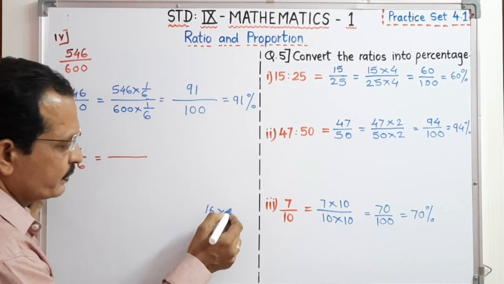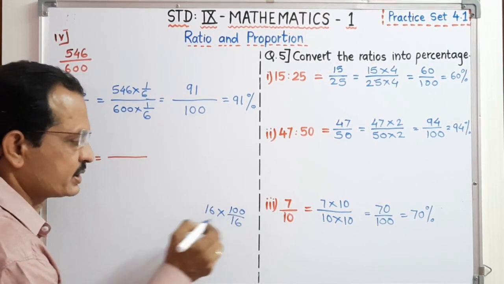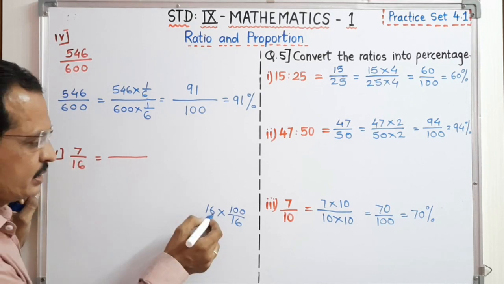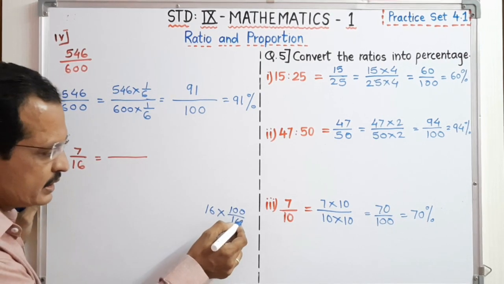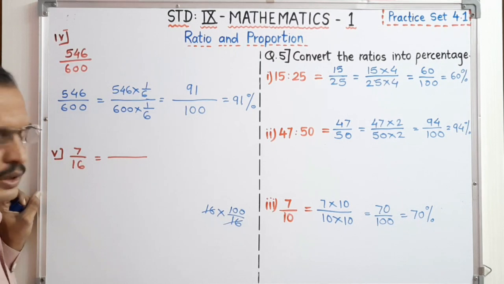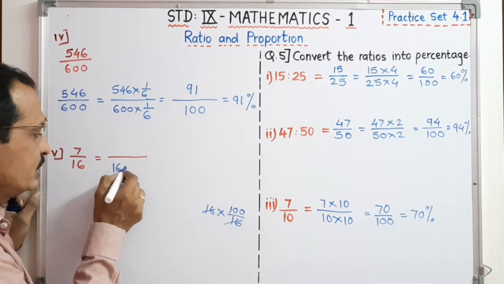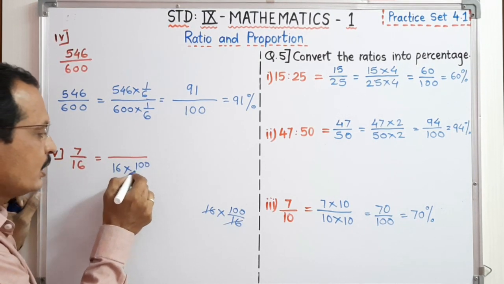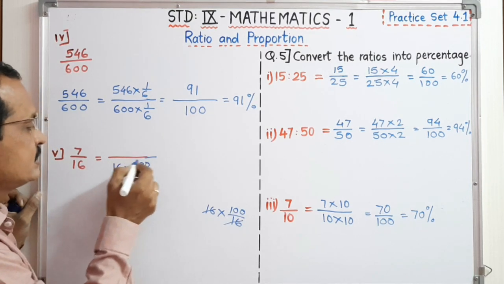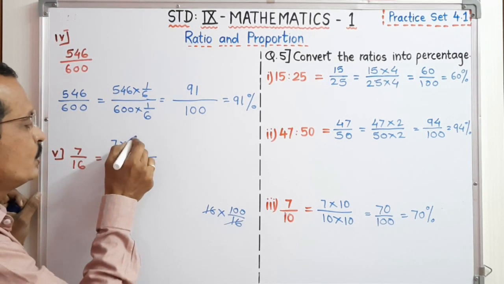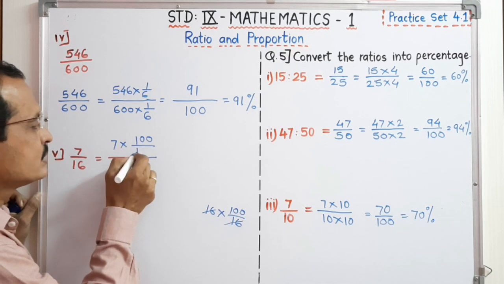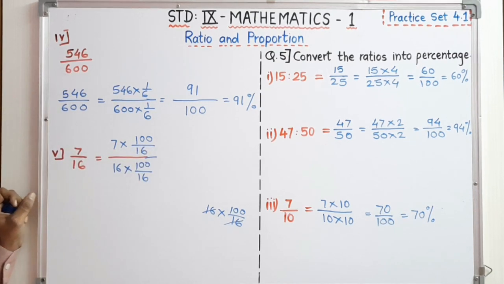16 into 100 upon 16. Then this 16 gets cancelled, we get here 100. Therefore 16 into 100 upon 16. Similarly, 7 into 100 upon 16. Yes student, see here.